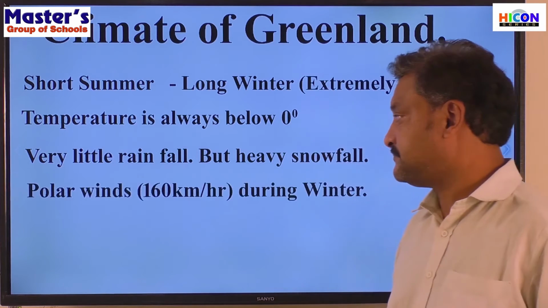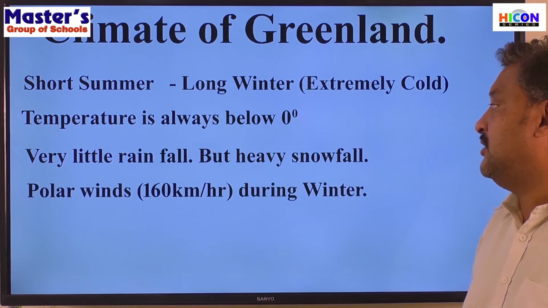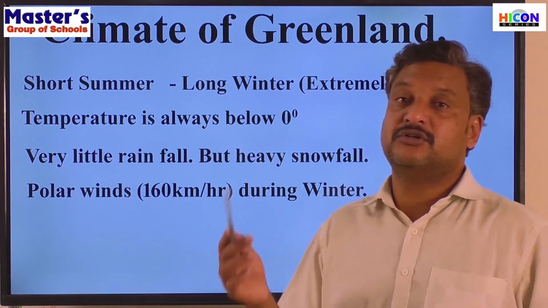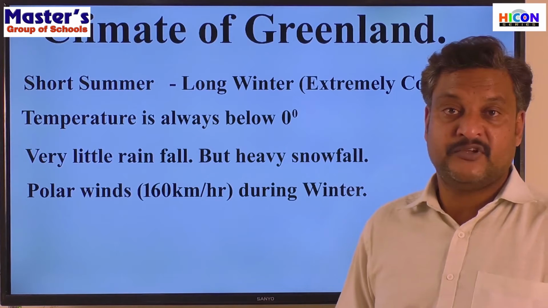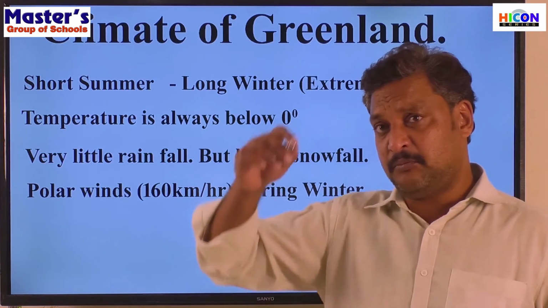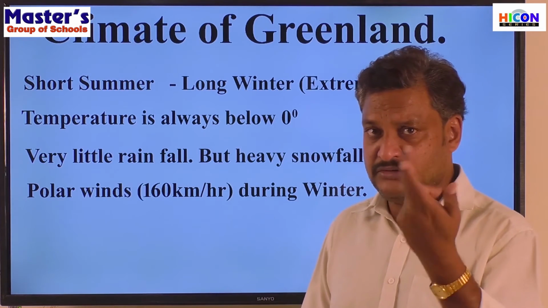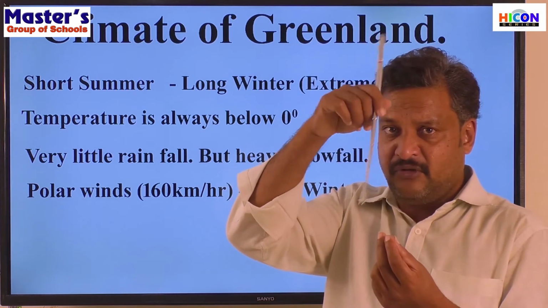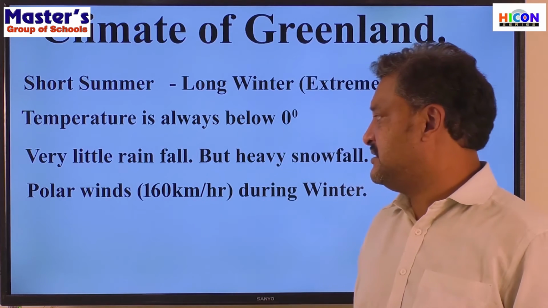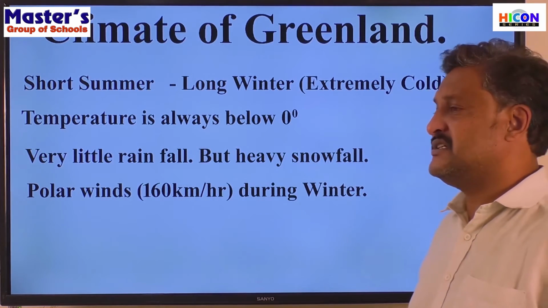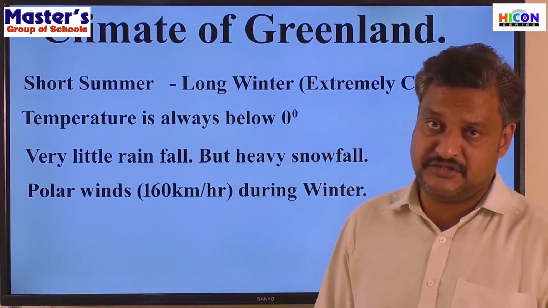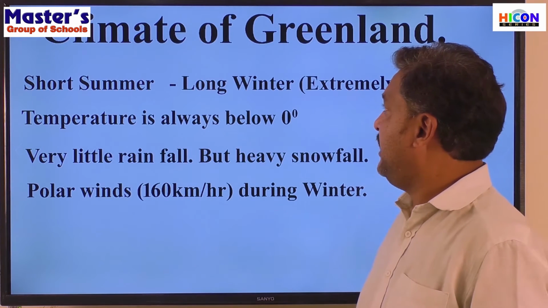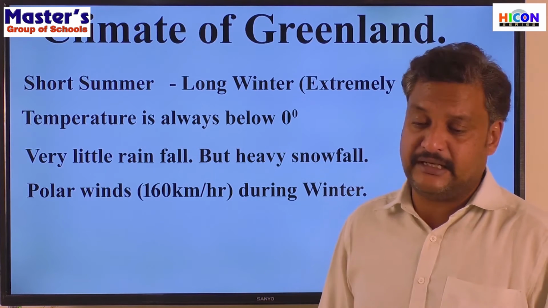Right? Then polar winds of around 160 kilometers per hour blow from the North Pole to this region throughout the winter. Okay, so very strong winds from the pole, where the earth is rotating, no? As it rotates, this being a pole region, the winds form very fast over there, and these winds blow at a speed of around 160 kilometers per hour from the polar region. Okay, and these are some of the major features of the climatic conditions of Greenland.